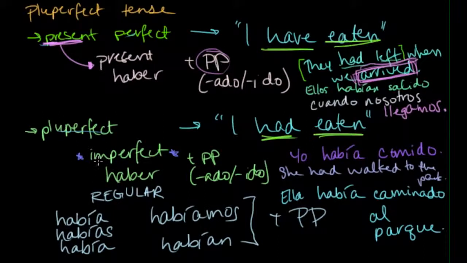And as far as preterite versus imperfect, you just use imperfect for the pluperfect or past perfect, because that's how it works. Good luck with this, and as always, practice makes perfect.